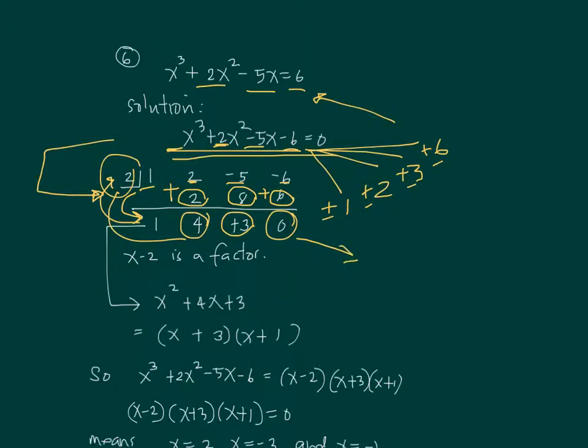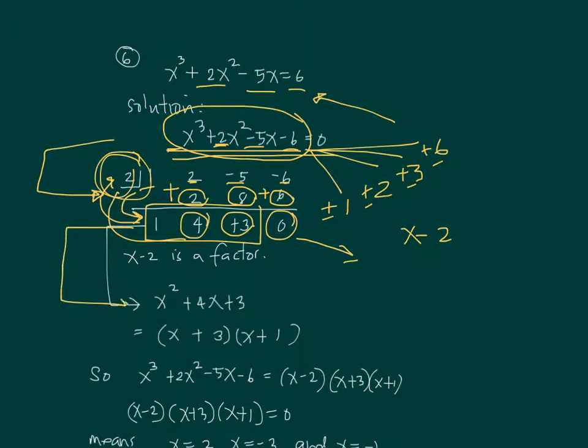So since this is 0, it means x minus 2 is one of the factors of x cubed plus 2x squared minus 5x minus 6. Then the other factors will come from this quotient. 1, 4, 3 is now transformed into 1x squared, 4x, and 3. So look at the numbers: 1x squared, 4x, and 3.